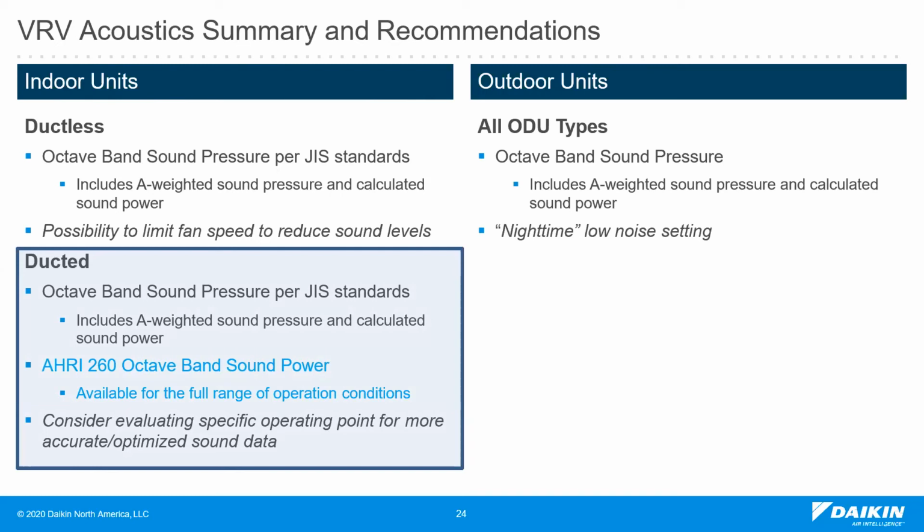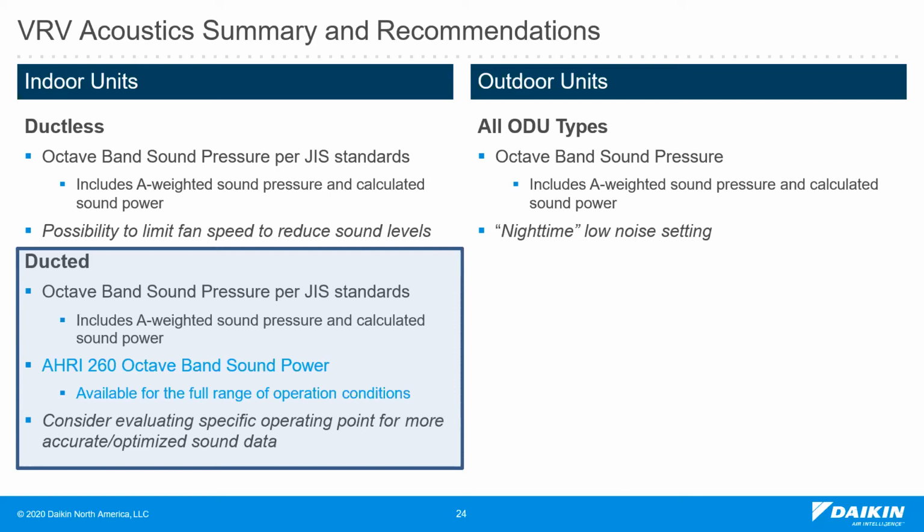In Daikin City, the FXTQ sound pressure info is located in the FXTQ engineering manual, whereas the low, medium, and high static indoor units have AHRI 260 data published in separate supplemental engineering documents. There are currently no other units in development for additional sound data. However, I can say that AHRI 350 for indoor non-ducted unit sound power is under consideration. So a big takeaway here is that you should consider evaluating specific operating points for both sound pressure and sound power to take advantage of AHRI 260 sound power data.